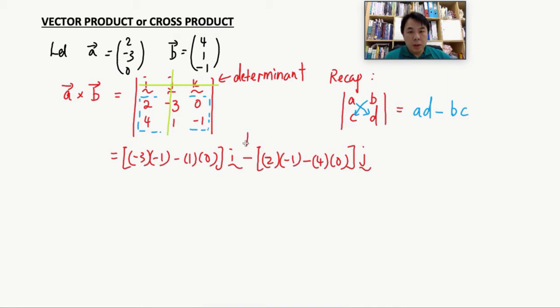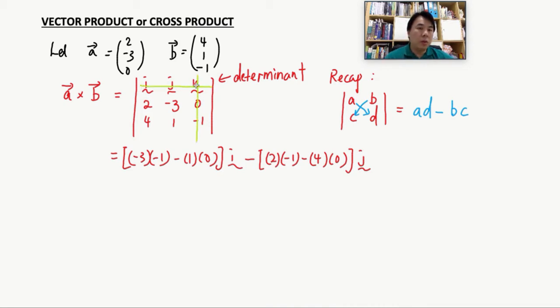Always remember the sign is alternating. We start off from positive and then negative, and lastly you expect to get a positive again. We repeat that for the cofactor for component k. By repeating the same process, I draw a horizontal line and a vertical line to cross out the k, and we see the determinant corresponding to component k. Because the sign is alternating, the last one will be positive. We have 2 times 1 minus negative 3 multiplied by 4, and that will be our vector product.